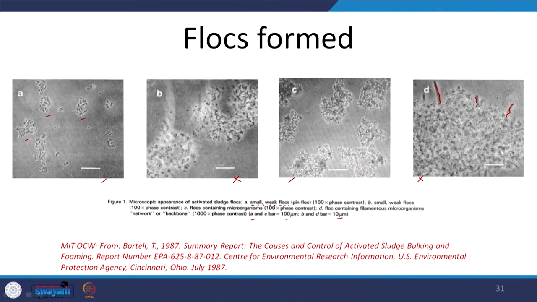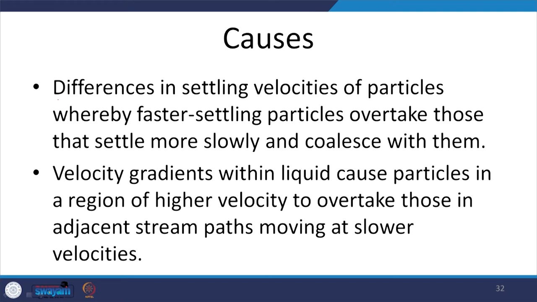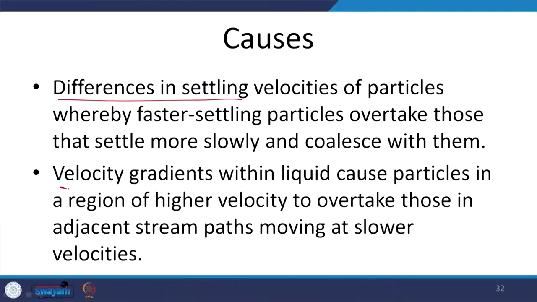So, causes, as I mentioned earlier, are differences in settling velocity, and you can also have different pockets of water having different velocities. One is the particles being different, with different densities and such, and colliding. Also the velocity of water itself might be different, or you might have gradients in the velocity, right. So that is what you are going to look at.